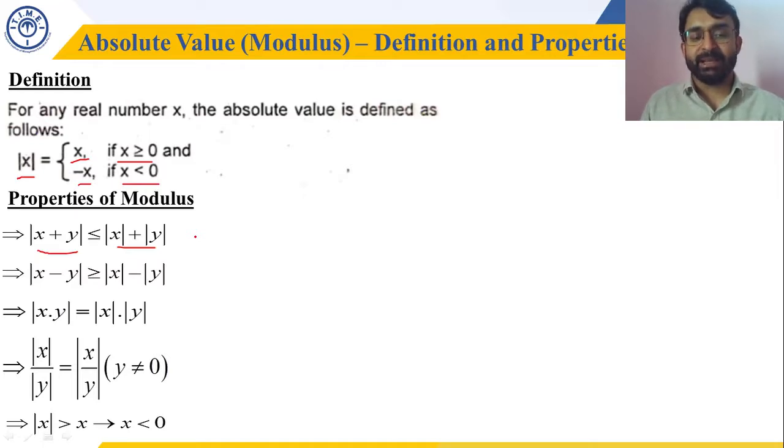Let's say minus 3. Mod of minus 3 is 3. 3 is more than minus 3. That is only possible when the term which I am considering is negative. Fine. So let's move ahead.